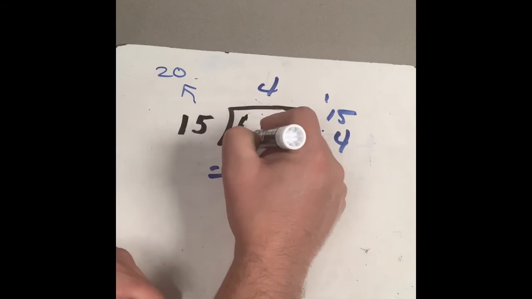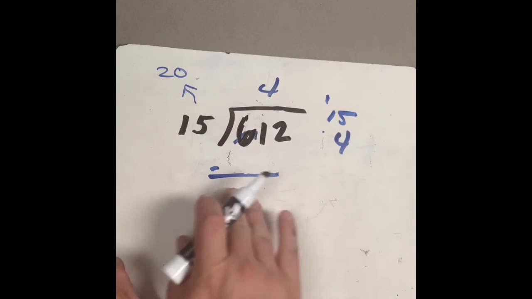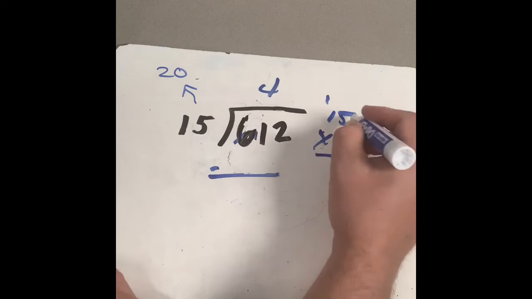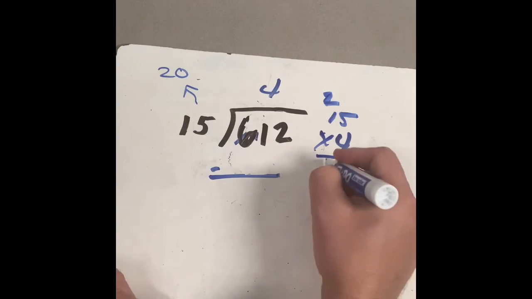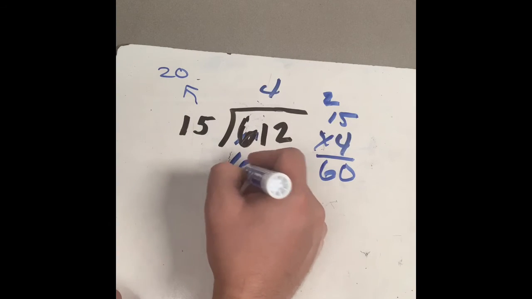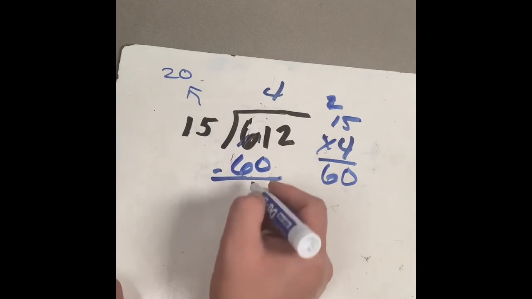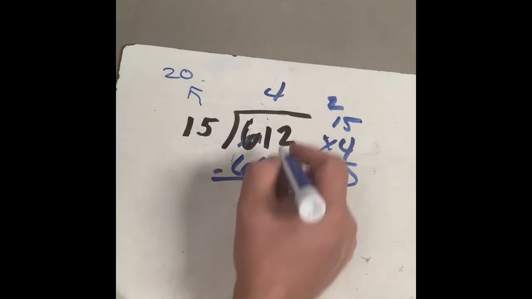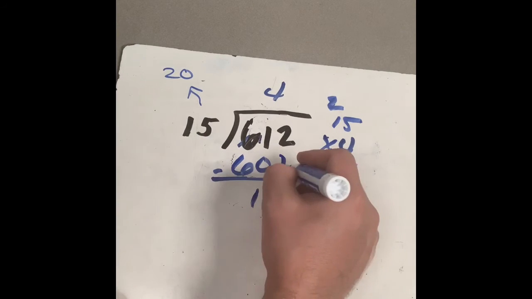Rewrite this guy so he's a little bit easier to see. Sometimes long division can be messy. 15 times 4. 4 times 5 is 20. Carry the 2 up. 60. There we go. Much better. 61 minus 60 is 1. Now, this is less than 15. Now I can drop my 2.